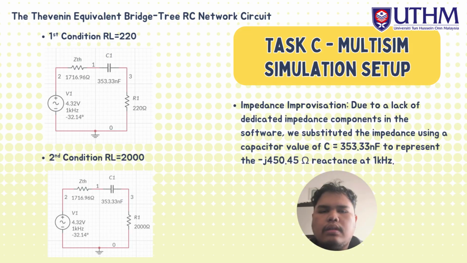One limitation encountered during the simulation was that Multisim Live did not provide a dedicated component for directly representing complex impedance. To overcome this issue, the capacitive reactance of negative j450.45 ohms was represented using a capacitor with a value of 353.33 nanofarads at the operating frequency of 1 kHz. This approach allowed the simulation model to closely approximate the theoretical impedance while staying within the software's component limitations.